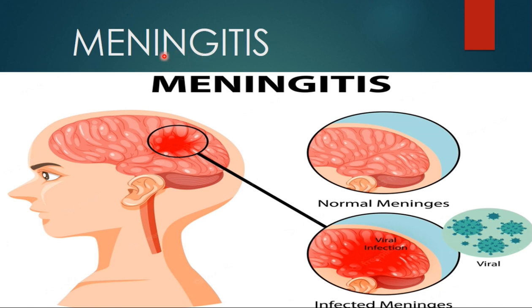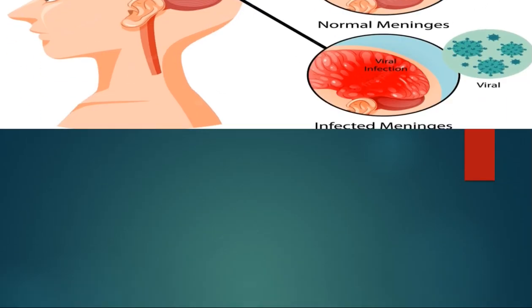So what is it? We can say meningitis is the disease caused by the inflammation of the protective membranes covering the brain and spinal cord, known as meninges. It is typically caused by infection. Meningitis is usually caused by viral infection, but can also be bacterial or fungal. Okay. Let's discuss in detail.